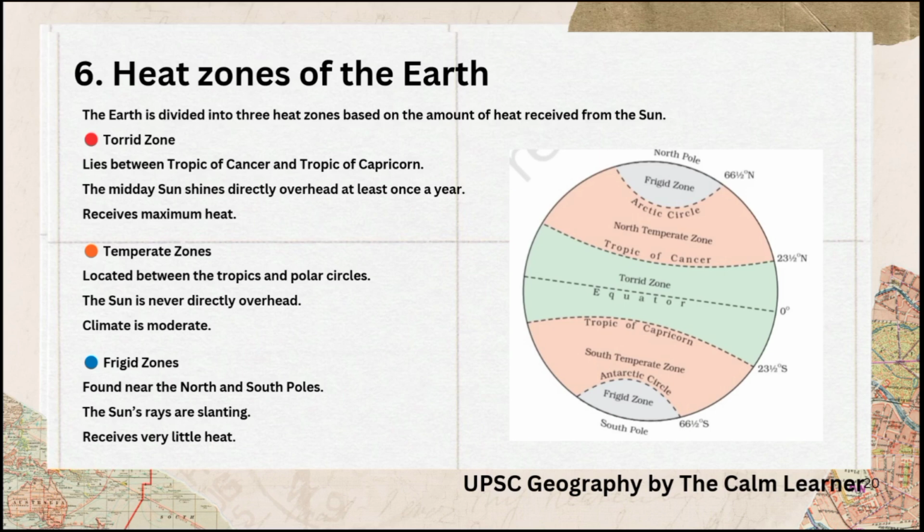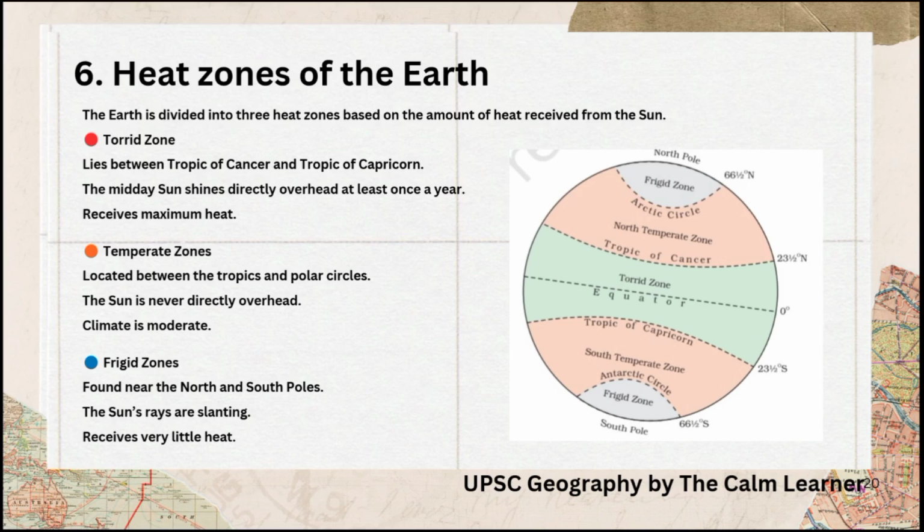Now, second, there are the temperate zones. So, the temperate zones lie between the Tropic of Cancer and the Arctic Circle in the northern hemisphere and between the Tropic of Capricorn and the Antarctic Circle in the southern hemisphere. As you can see, the orange part in the diagram.